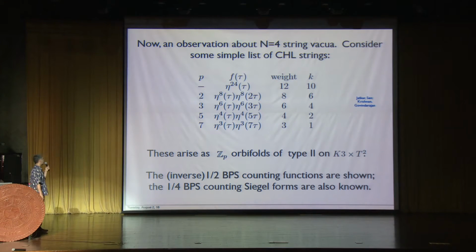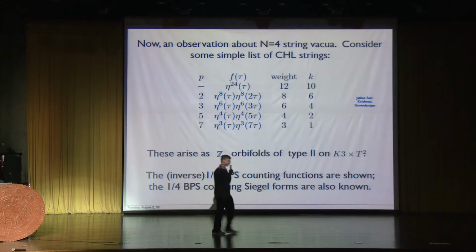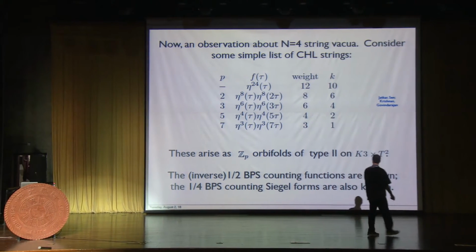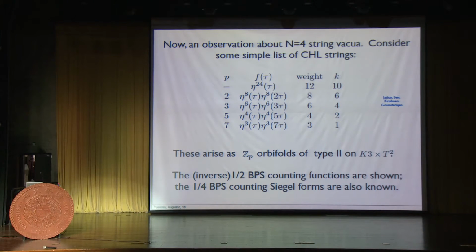Now here's an observation about n equals 4 string vacua. I need data, and so I don't just want to take the heterotic string on T6. So I'm going to take a list of so-called CHL strings. These arise by taking heterotic on T4 times T2, or type 2 on K3 times T2, and then doing a ZP orbifold, which acts in some way on the K3 and shifts the circle.